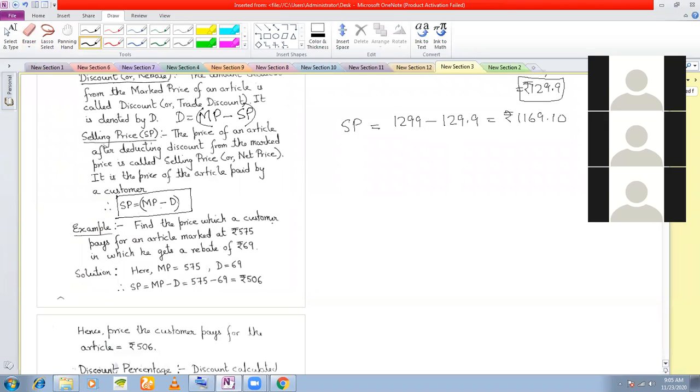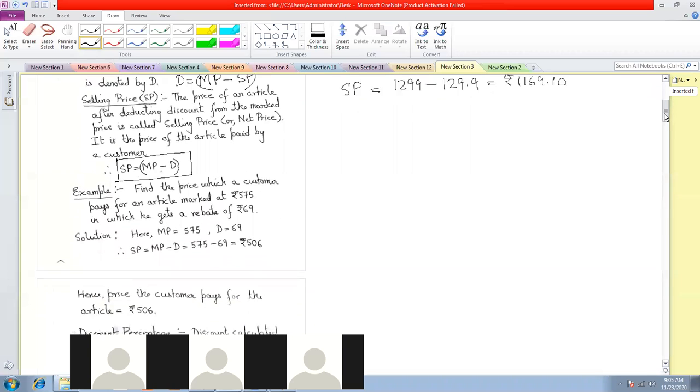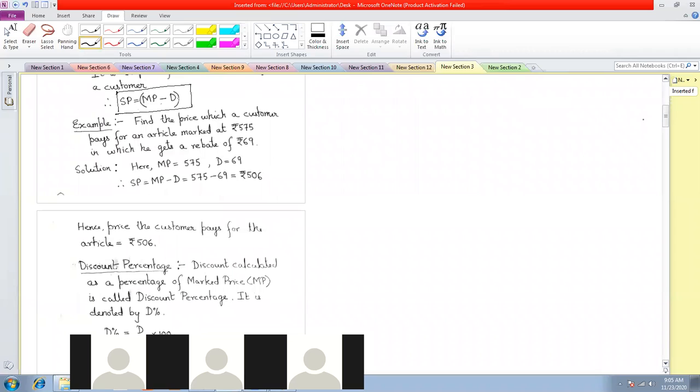Let us see this example here. The example states: find the price which a customer pays for an article marked at rupees 575. So mark price here is 575 rupees, in which he gets a rebate of 69.